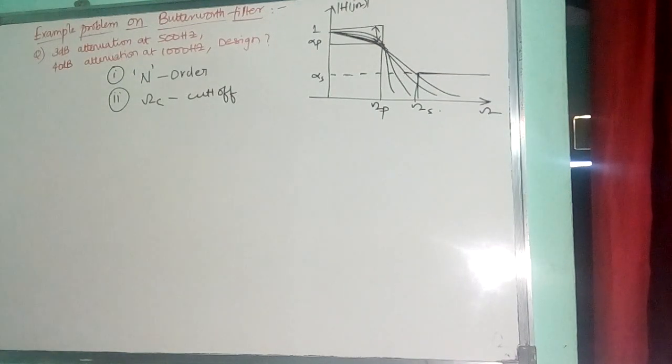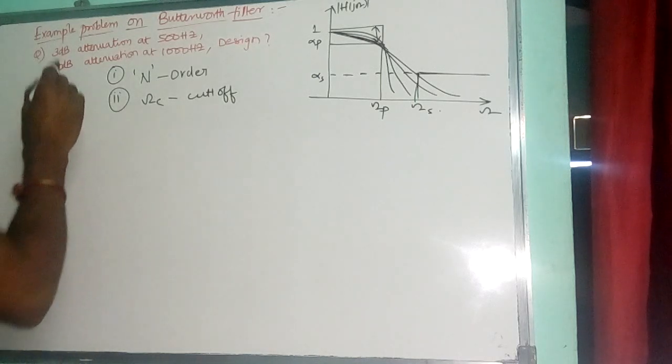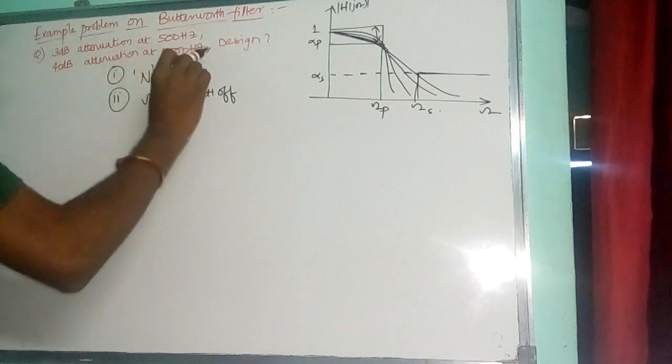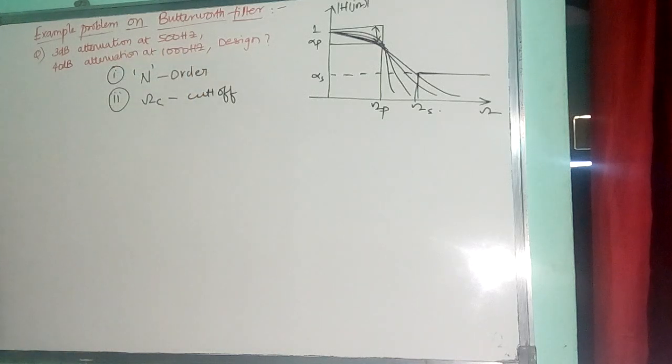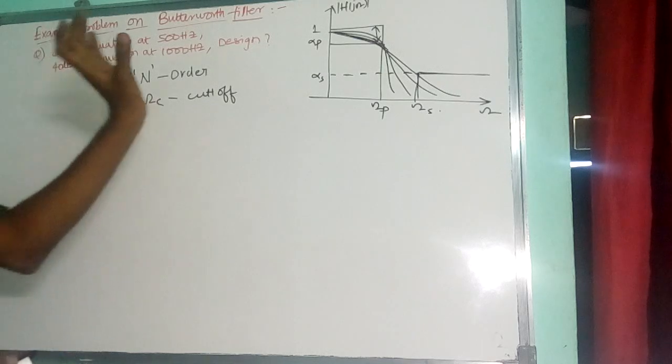Now we'll write the given data in an appropriate form for easy understanding. They are given 3 dB attenuation at 500 Hz. First we need to classify the given question into pass band and stop band frequencies and attenuations.